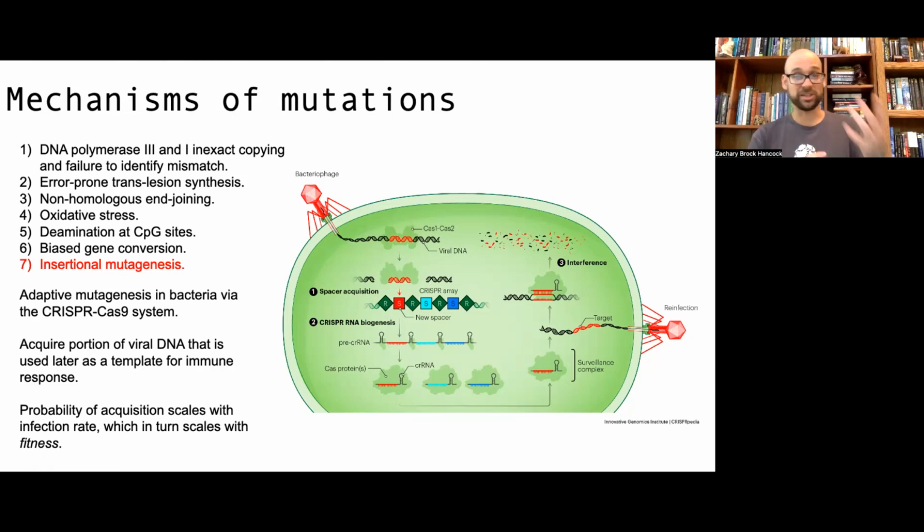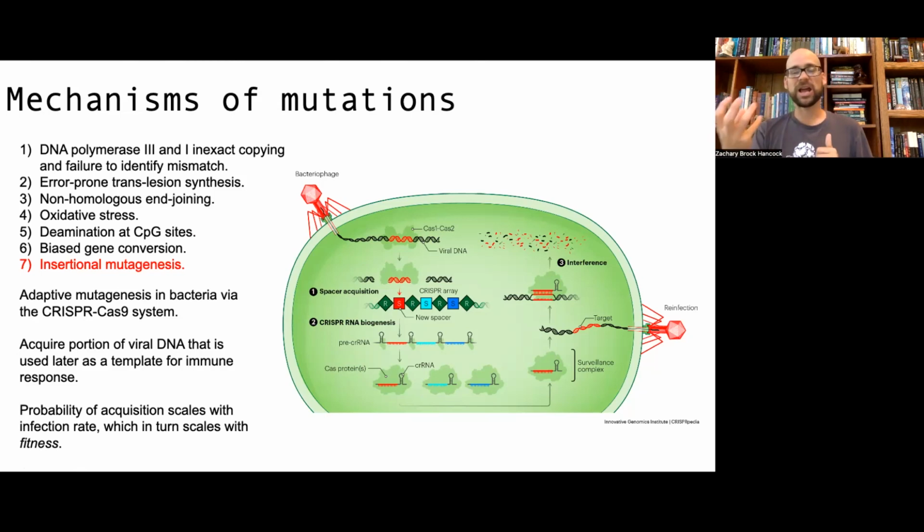Now, what the bacteria can do is a portion of that viral DNA will be recognized by a Cas protein, which lands on it and will cut it. And it will take that DNA and insert it into the genome of the bacteria. This is called spacer acquisition, where you will have an array of these viral sequences within what is called a CRISPR array that will then be used as the template for an immune response.